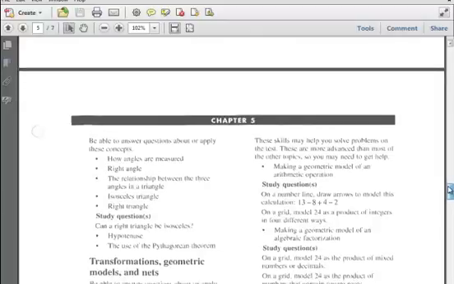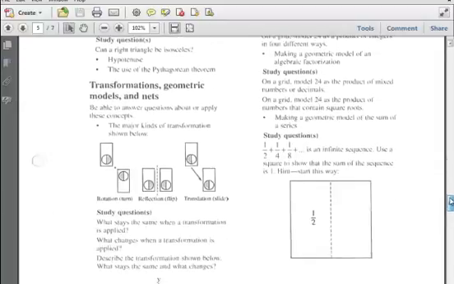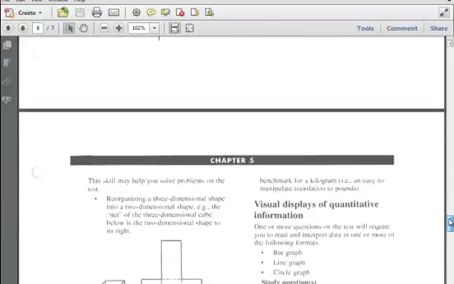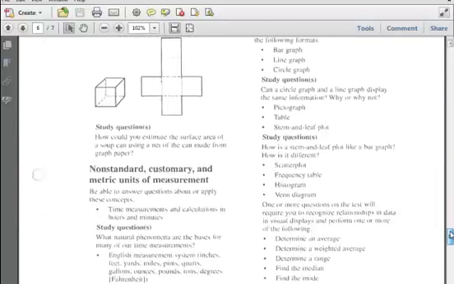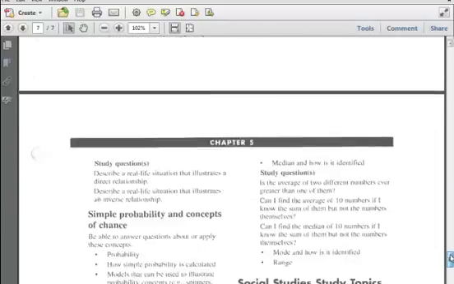So we'll spend a lot of time in geometry and probability because that is where people have trouble. So there's geometry, there's some probability, quantitative analysis. There is some statistics.